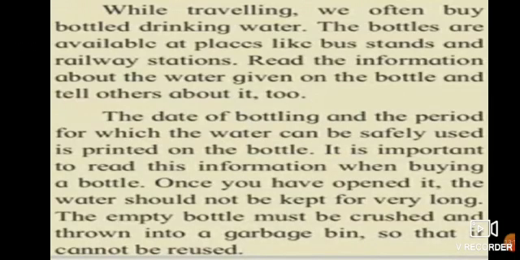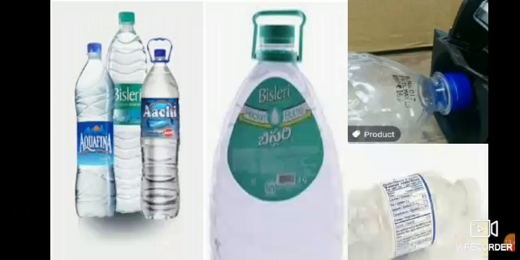Now, when we travel in some of the places, when we go from one place to another, what do we do? If by chance we forget to take the bottles, we try to purchase it from outside. So while traveling, we often buy bottled drinking water. The bottles are available at places like bus stands and railway stations, also in most of the shops.